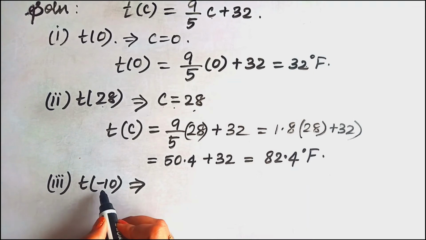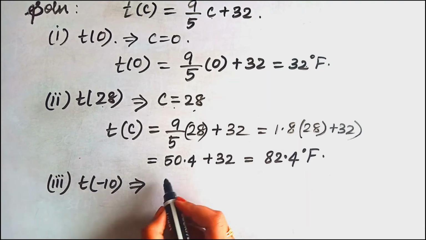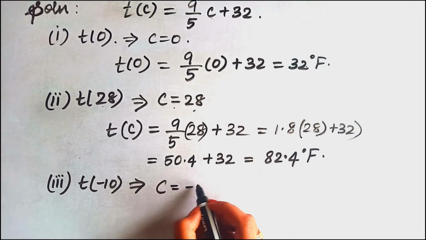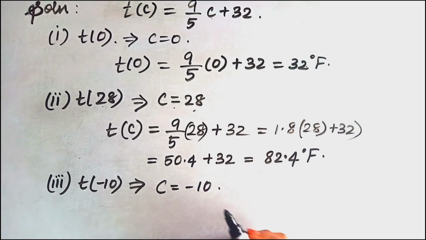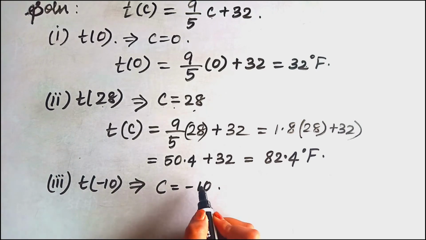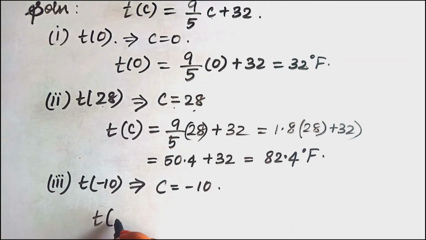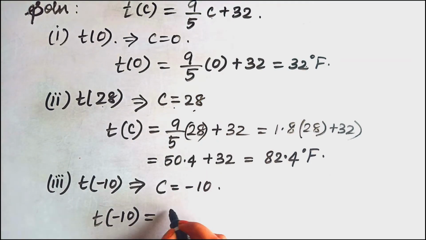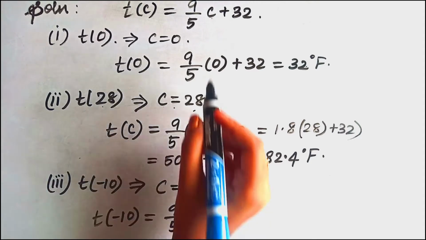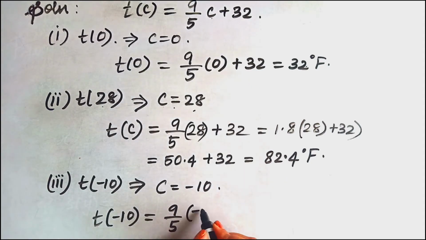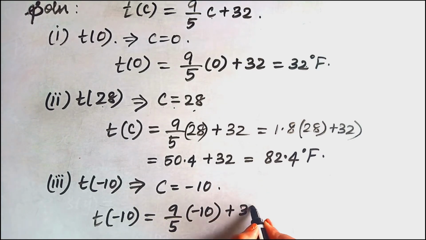So in the place of c, there is a minus 10. So you can write it as c equal to minus 10 here. And then we have to substitute minus 10 in the place of c, right? So t of minus 10 is equal to 9 divided by 5, and there's a c there. So instead of that, you are gonna substitute minus 10 here plus 32.